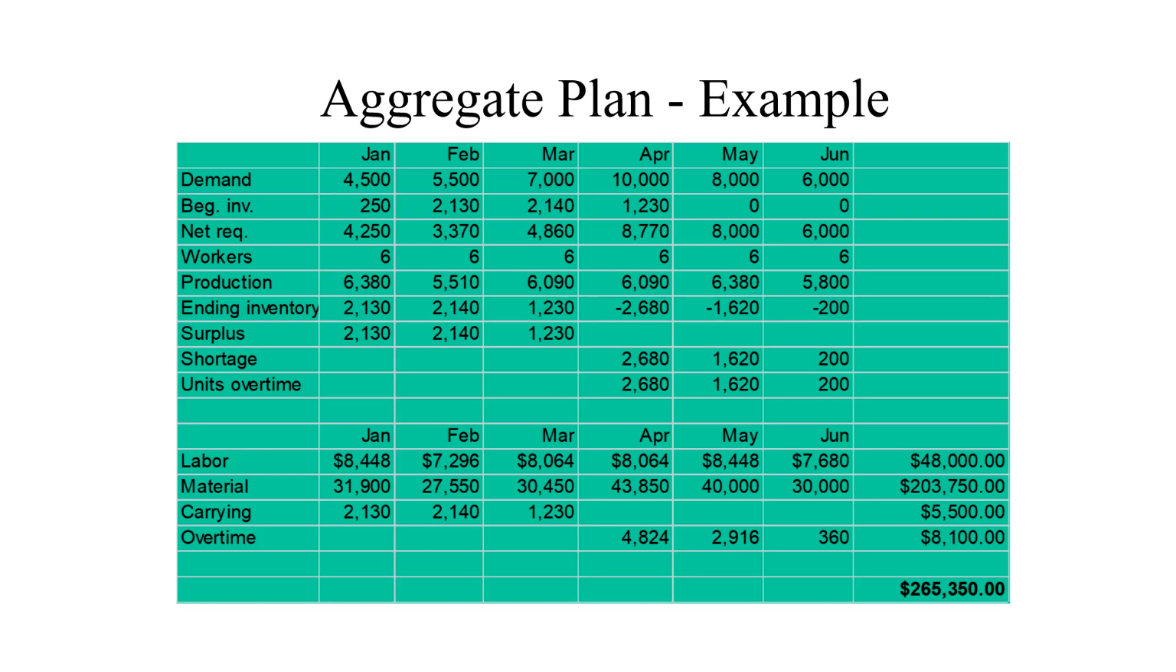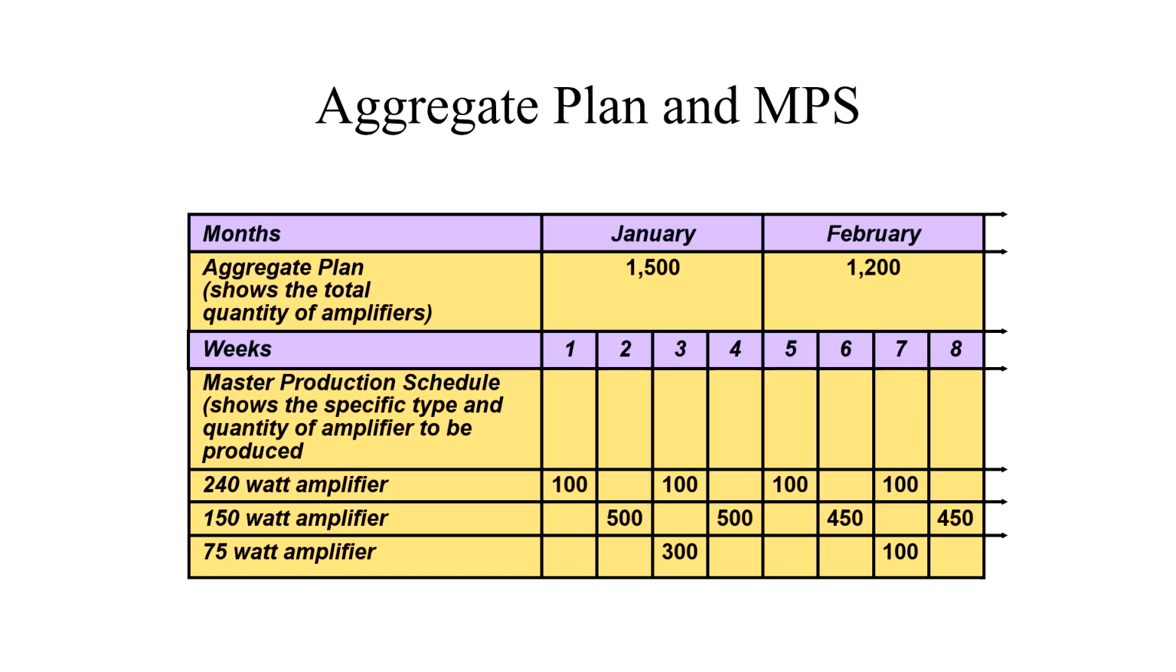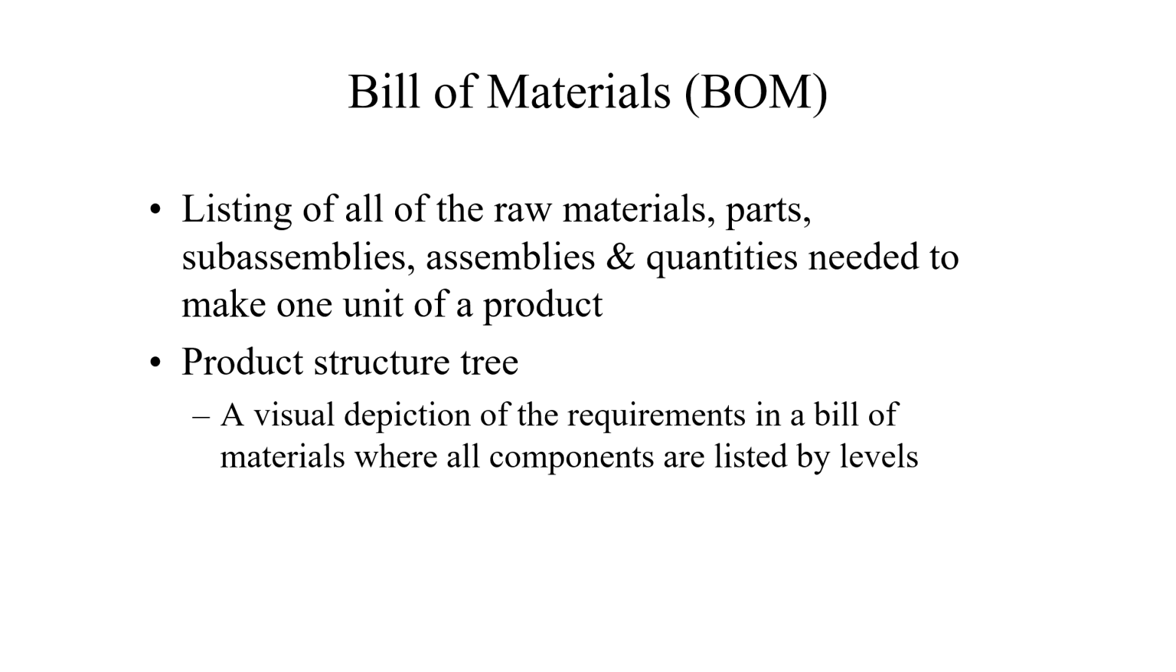So then we move on to our basic planning strategies for uneven demand. So managers often choose from 2 strategies or a combination of them. Chase, meaning matching the production rate exactly to the order rate. Level, which is going to be maintaining a stable workforce and production rate even if demand fluctuates, or a combination of the 2. Again, here is going to be an example. Then we move on to bill of materials, but really fast. Aggregate plan versus our MPS.